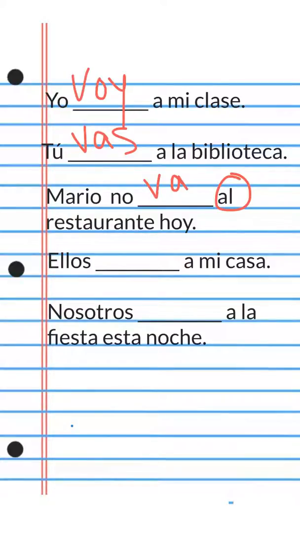How would you conjugate the verb ir for ellos? The correct conjugation would be van. Ellos van a mi casa. They go, or they are going, to my house.